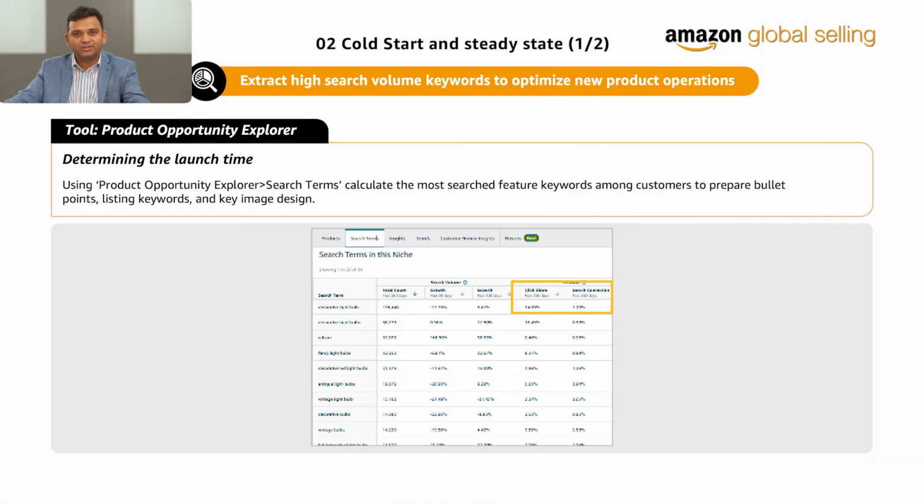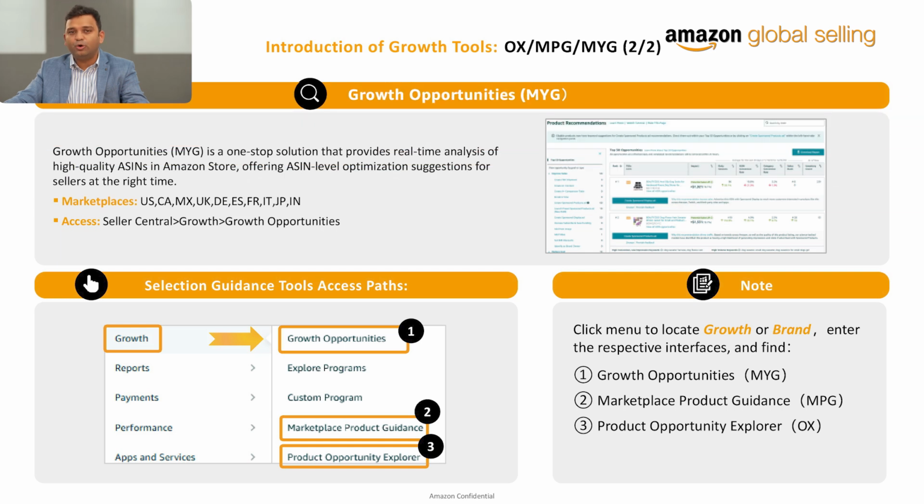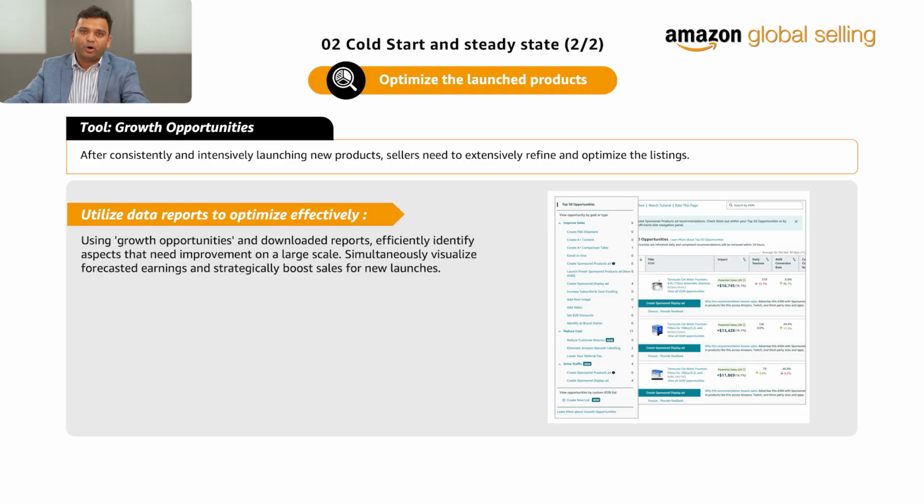Once a product is launched, a seller has to continuously optimize and iterate on their product. For this, we have a tool called Growth Opportunities. Go to Seller Central, Growth, and in Growth, you will find Growth Opportunities. In that, for a newer product, you will have a set of recommendations. Make sure you act on these recommendations so that you get the maximum ROI out of your product launch. Also use programs like Amazon advertising and promotion to drive traffic and sales for your newer product.